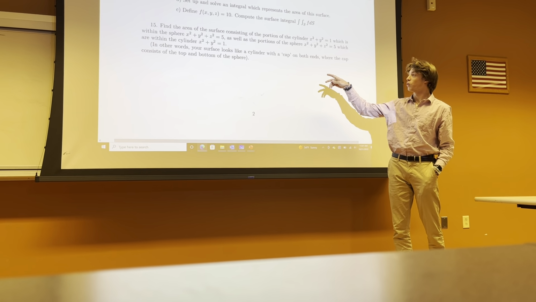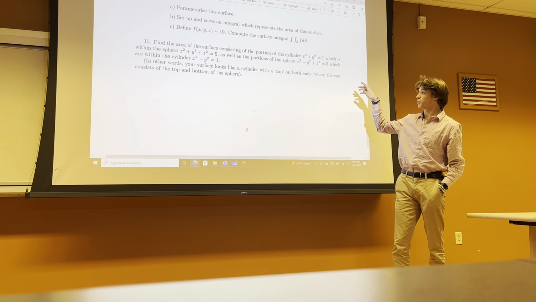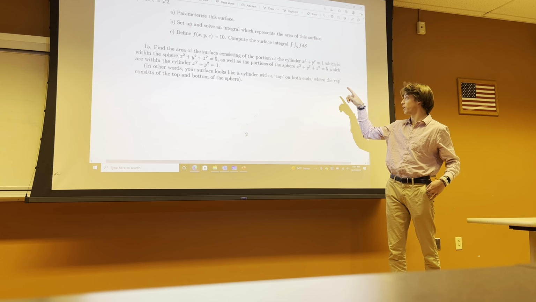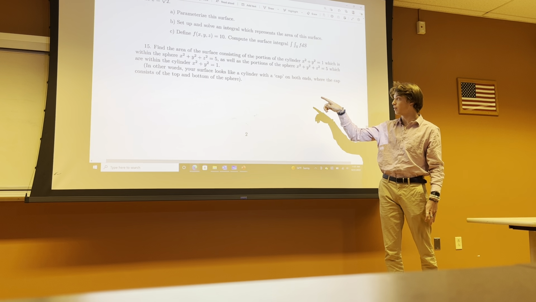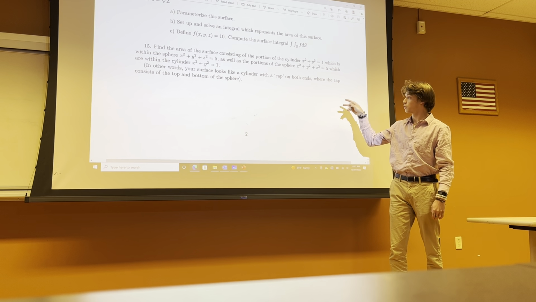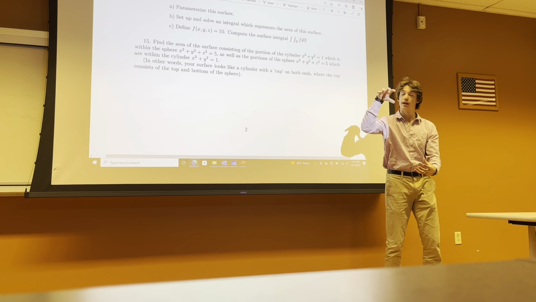Green, and we started to go over this last week in class. We're finding the area of the surface consisting of the portion of the cylinder x squared plus y squared equals 1, which is within the sphere x squared plus y squared plus z squared equals 5, as well as the portions of the sphere that are within the cylinder. So you have a cylinder and you have a cap on the top and the bottom.